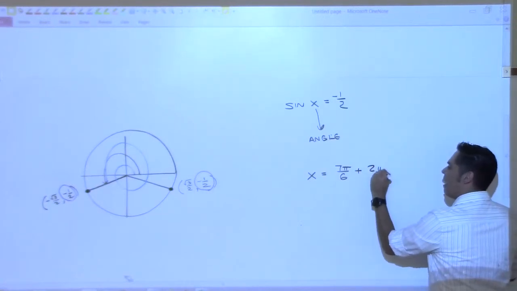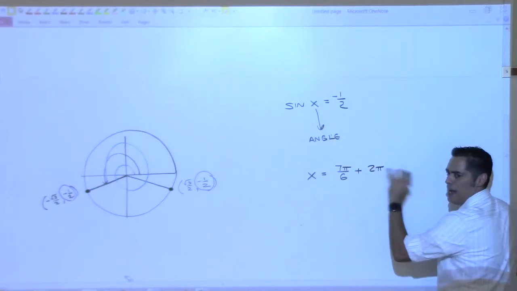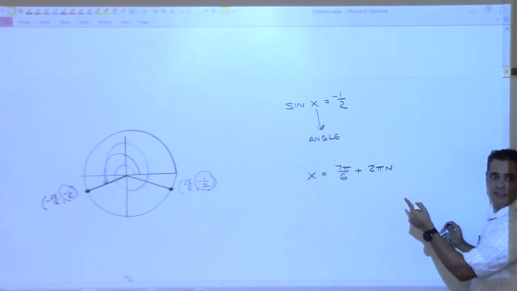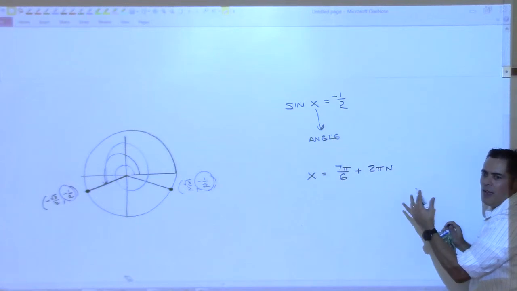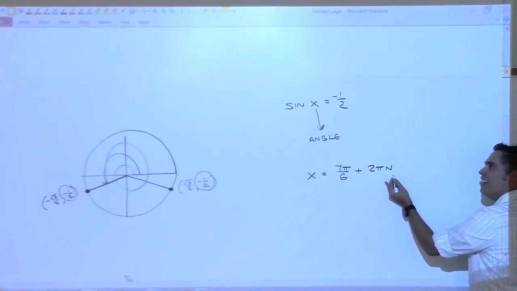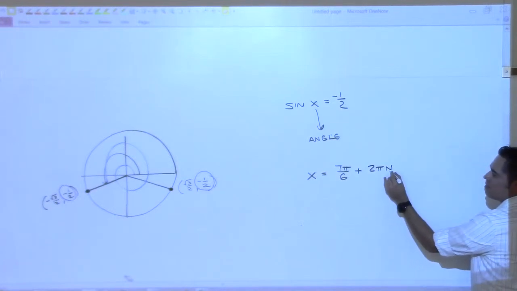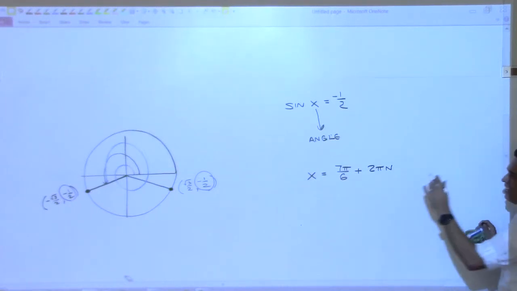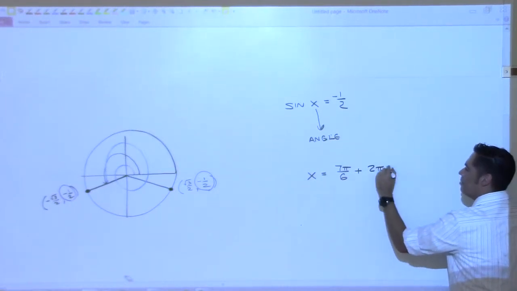So all we have to do to get our general solution is add to this a full rotation, which is 2 pi, times n or k, depending on your instructor. N or K? It doesn't matter which one you use here. We'll take a vote. Most of you use K. I use N a lot, but okay, let's do K.